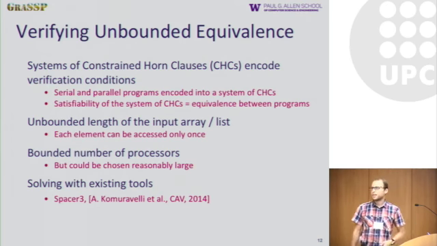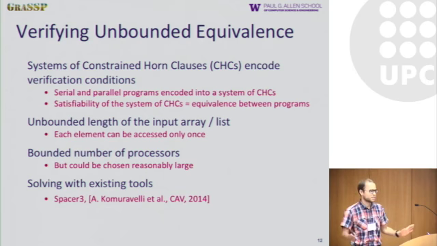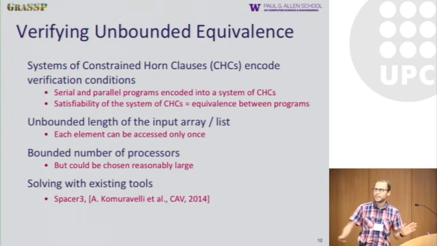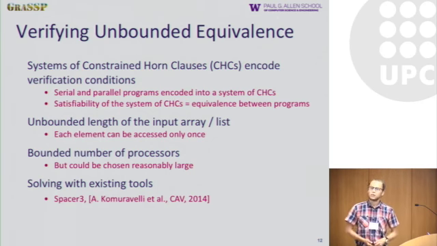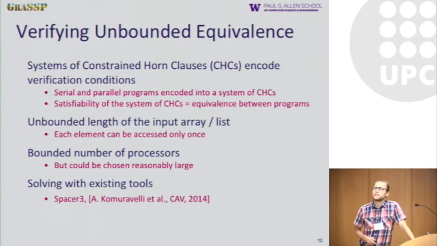If it is solvable, then we don't care about any bounds: for any big array or any big list, any big stream of data as you wish, it's verified and can be used. The only thing we should still care about is the bounded number of threads or processors, but it can be taken reasonably large, right?